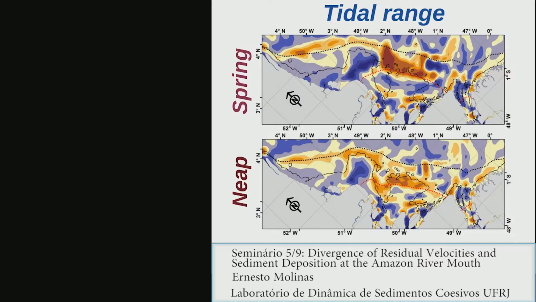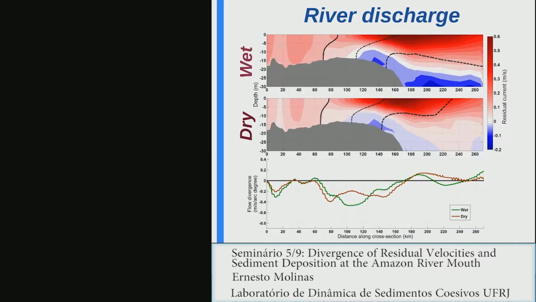Again, we can see the vertical structure of these velocities that are being generated, and there are some interesting things here too. In the dry period, the maximum convergence zone occurs about 30 kilometers shoreward. This zone is governed by baroclinic effects. Here we have a zone governed by barotropic effects, which doesn't change that much. This region is where the sandbanks of the Amazon are formed.